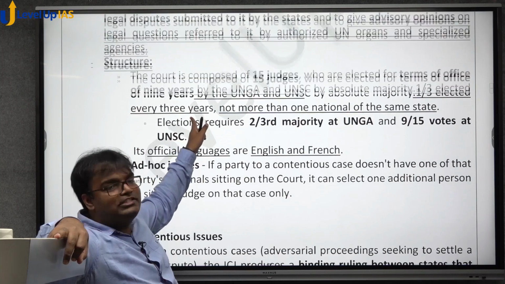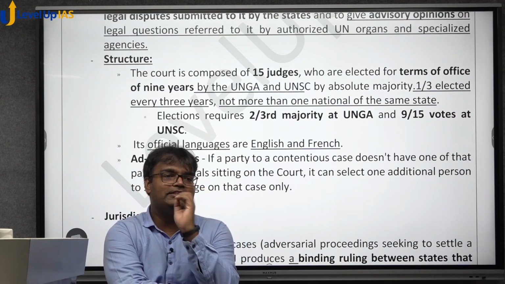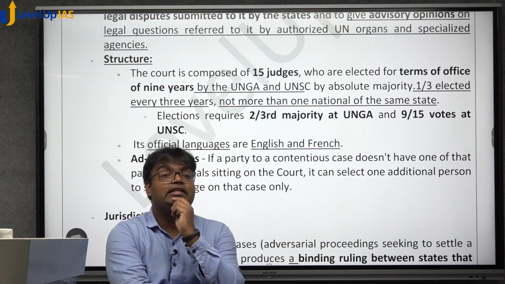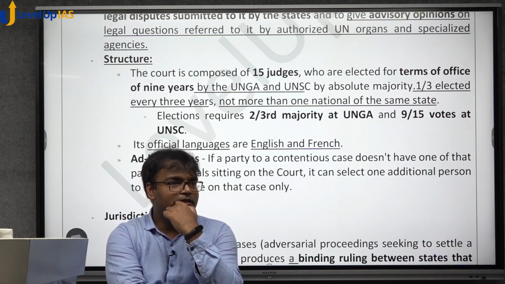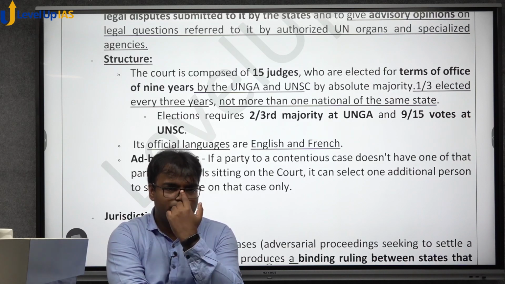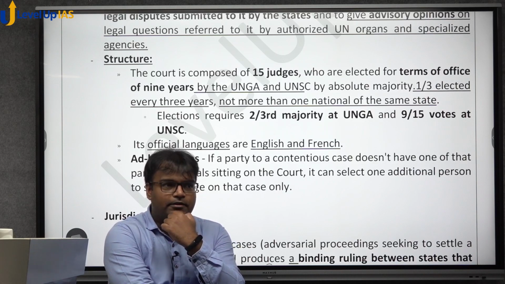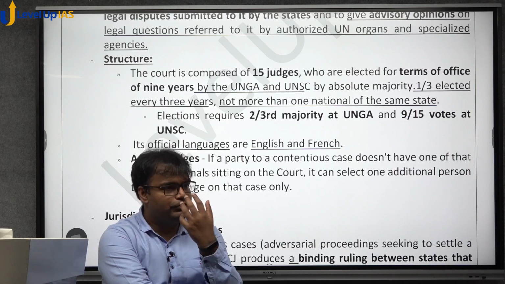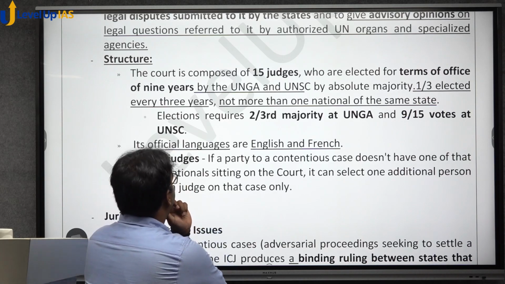Okay, now the structure of the International Court of Justice. The International Court of Justice has 15 judges. The term of judges is 9 years. So every 3 years, 5 judges would be selected. Total term of one judge would be 9 years. Fine. And all of them sit in any judgment. All 15 of them would sit in any judgment, and judgment would be given by majority.